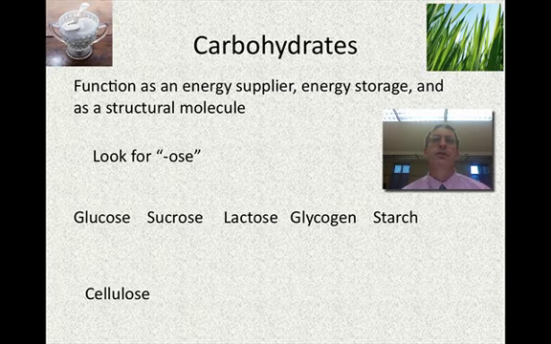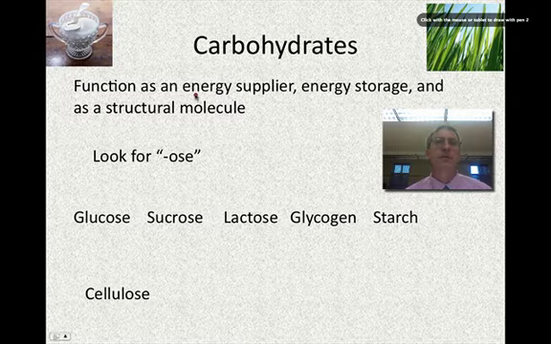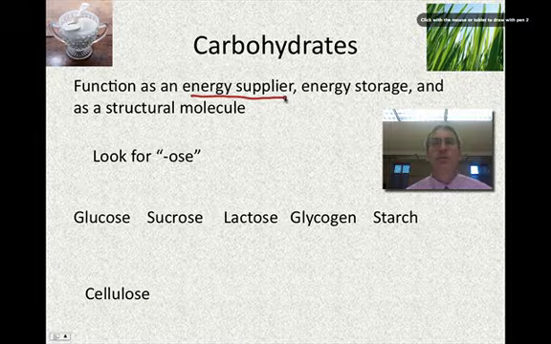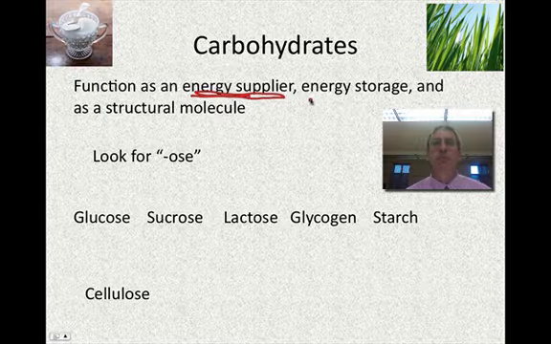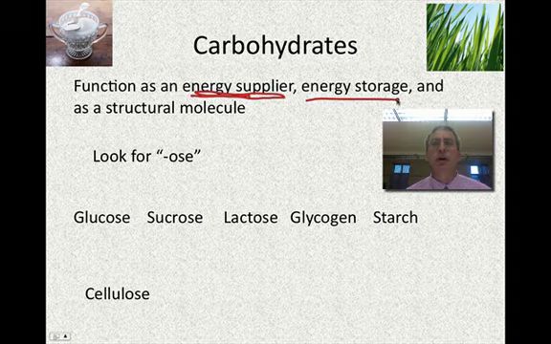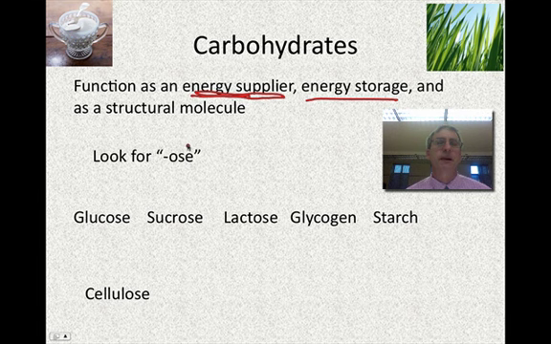So here's carbohydrates, our first macromolecule. Our key functions that we're looking for here: living things run off of carbohydrates. You can use other molecules for energy, but carbs are our main energy supplier. Much of the energy stored in a living thing is stored as a carbohydrate. And in some cases, carbohydrates function as a structural molecule. At least they do in plants and some fungi.